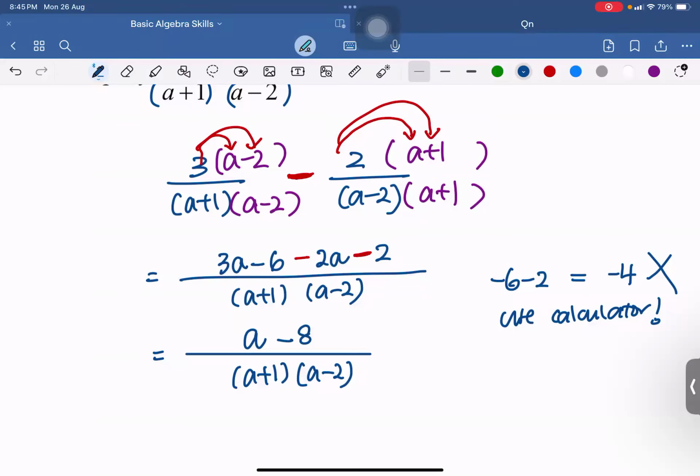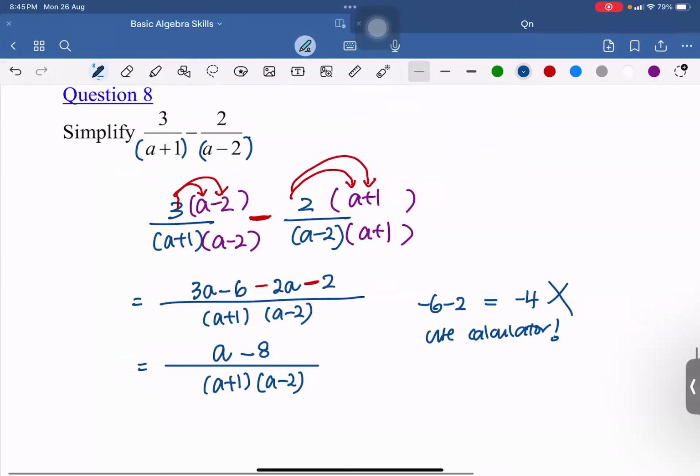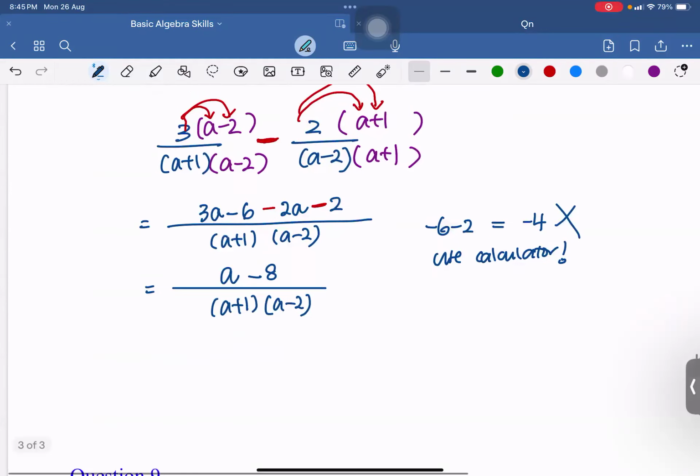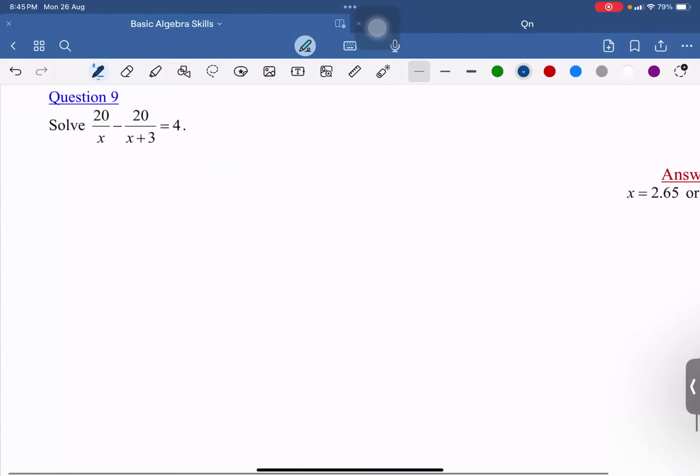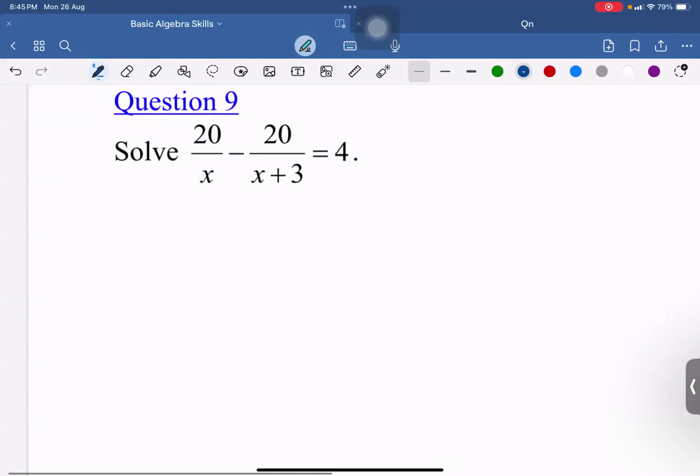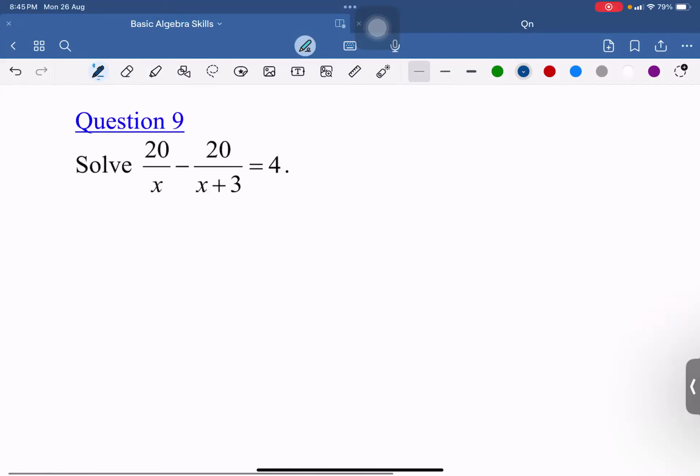This part is still okay? This one is one of the easier questions already. I think I'm left with the last question. Is question 9 the last one? Okay, question number 9. Look, simple, but not simple. Many steps. This one is a TYS favorite, appeared a few times already.